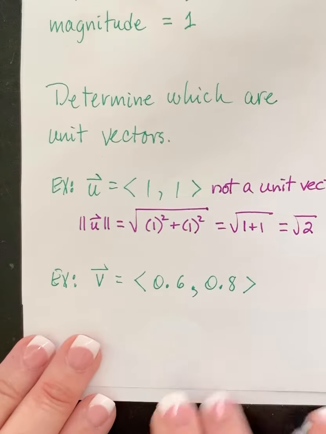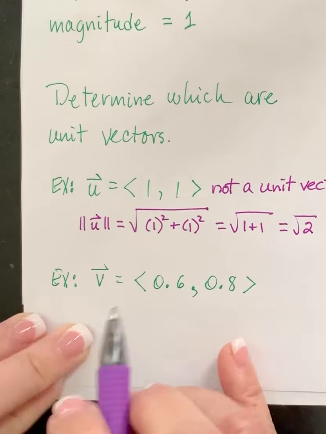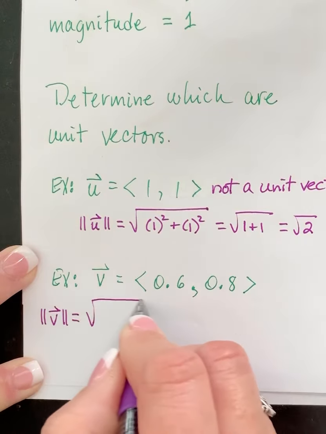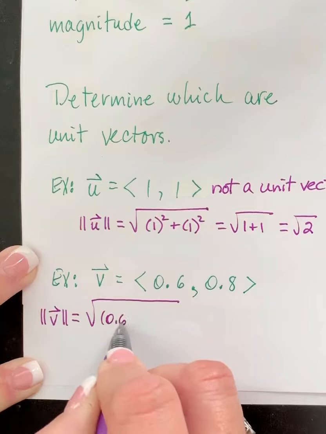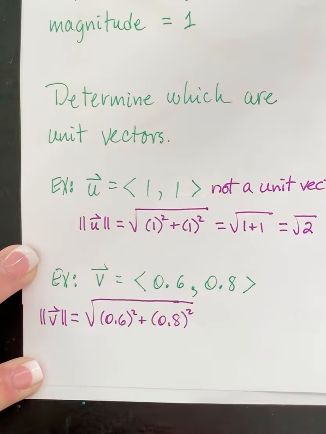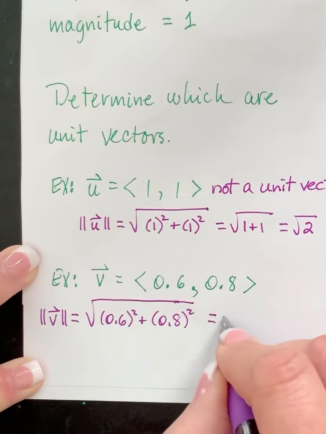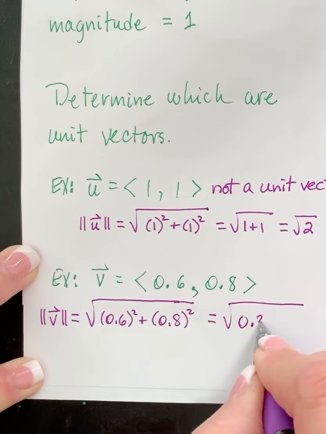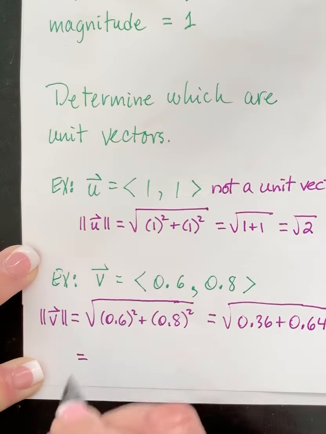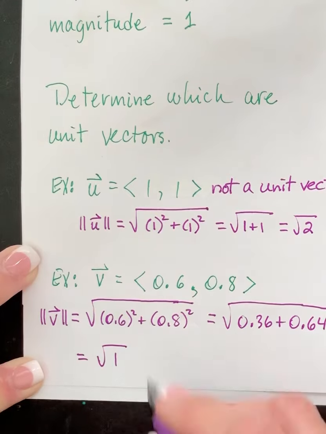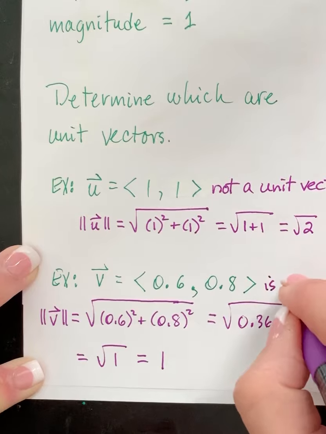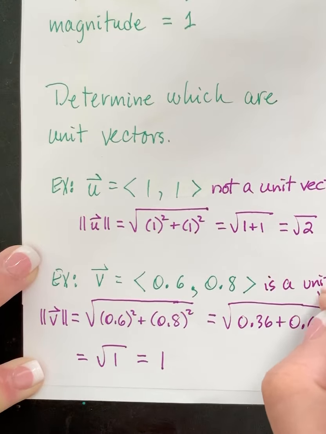Vector v, components 0.6 and 0.8. If we do the magnitude here, 0.6 squared plus 0.8 squared, and then we'll take the square root of that. That will be the square root of 0.36 plus 0.64, which is going to equal the square root of 1, which equals 1. So this one is a unit vector.